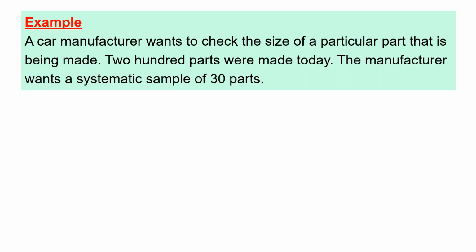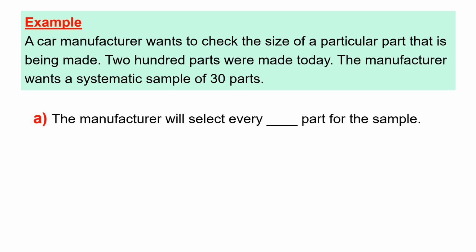Here's an example. A car manufacturer wants to check the size of a particular part that is being made. 200 parts were made today. The manufacturer wants a systematic sample of 30 parts. Now, the manufacturer will select every kth part. So you want the value of k in this case.